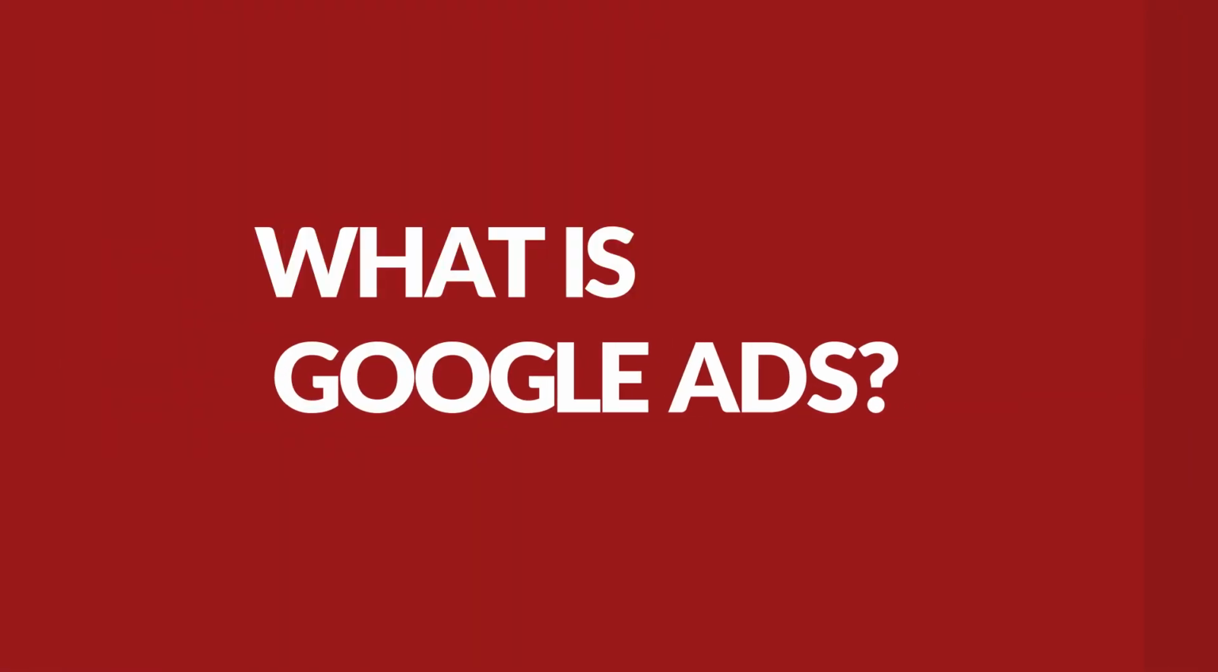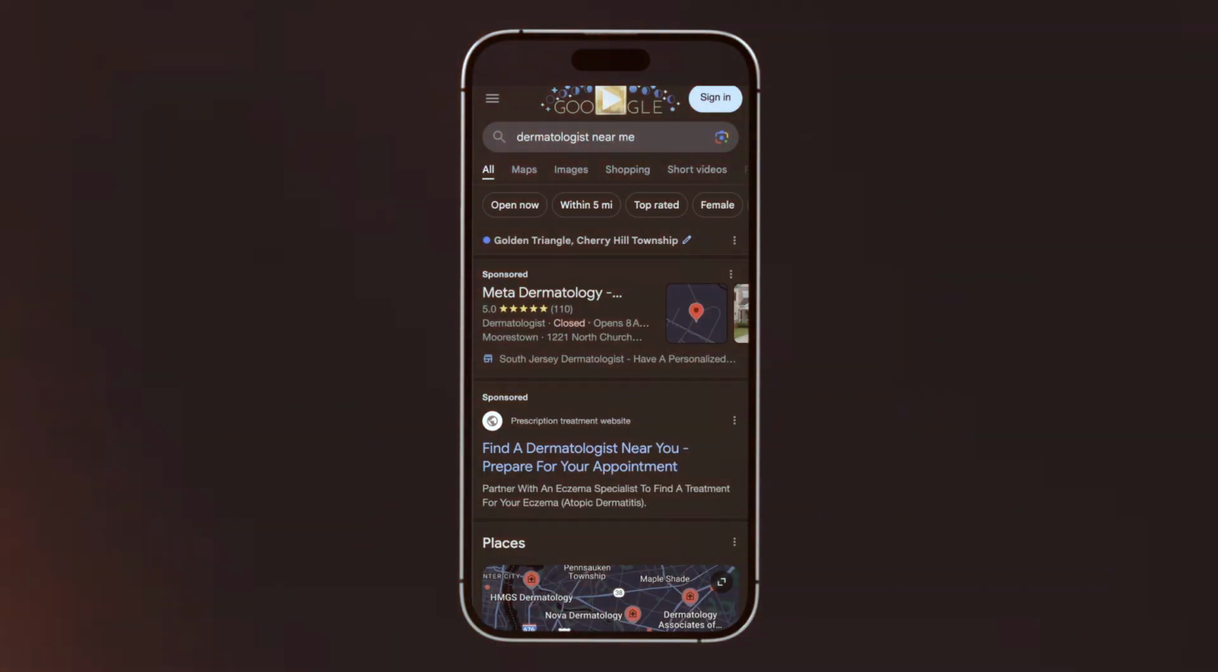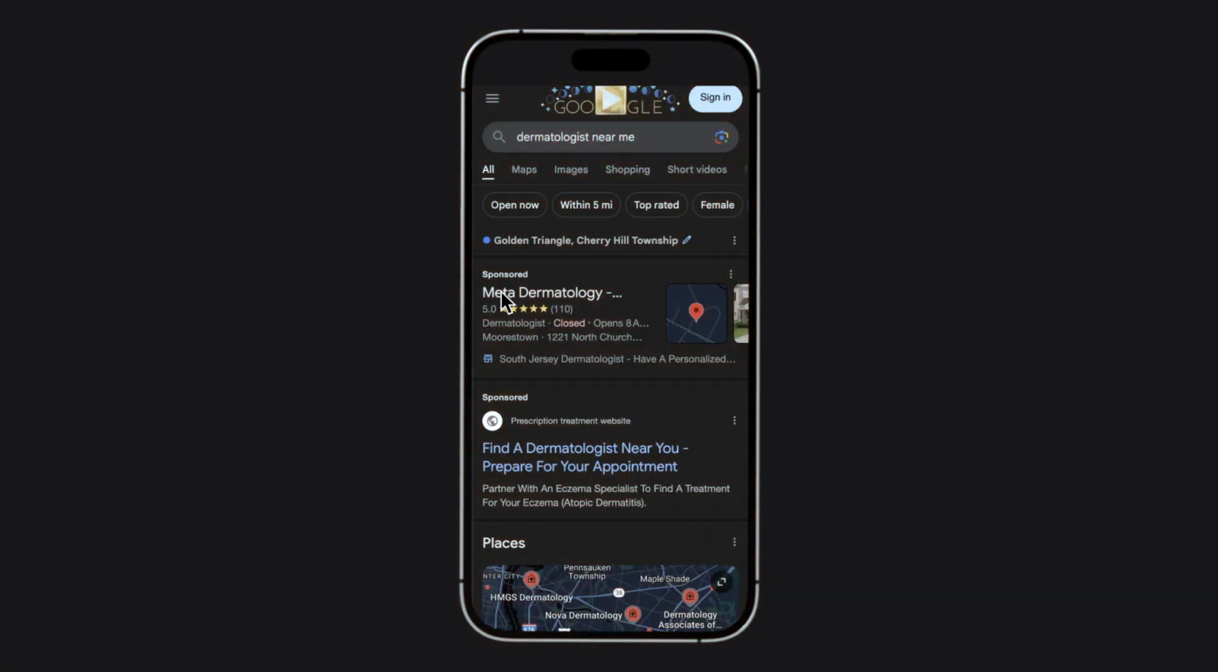To start, what is Google Ads? When a potential patient performs a search like "dermatologist near me," the first thing they're going to see in the search results are these sponsored ads. This is all done on the Google Ads platform on a PPC, pay-per-click basis. That means that when somebody clicks on your ad, you pay. You don't pay anything just for them seeing it, unlike television or Meta ads.